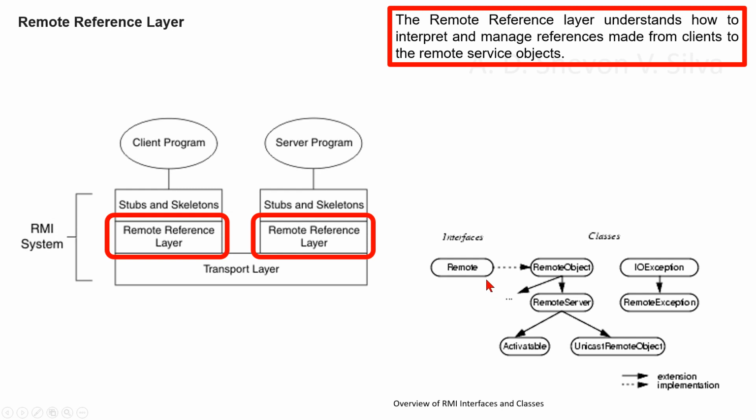In RMI, the remote interface is an interface that declares a set of methods that may be invoked from a remote Java virtual machine. A remote interface must satisfy the following requirements. A remote interface must at least extend, either directly or indirectly, the interface java.rmi.Remote.